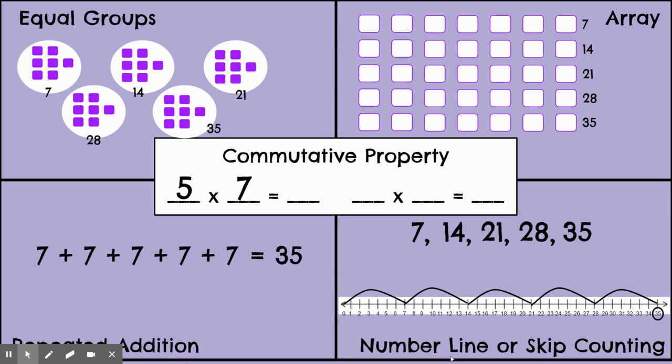So friends, we have just used all of our different types of models to represent our multiplication fact of 5 times 7. So now we know that 5 times 7 is 35. And then if we use our commutative property, we know that we can change the order of our factors. So we can have 7 times 5, but we would still have our same product of 35.